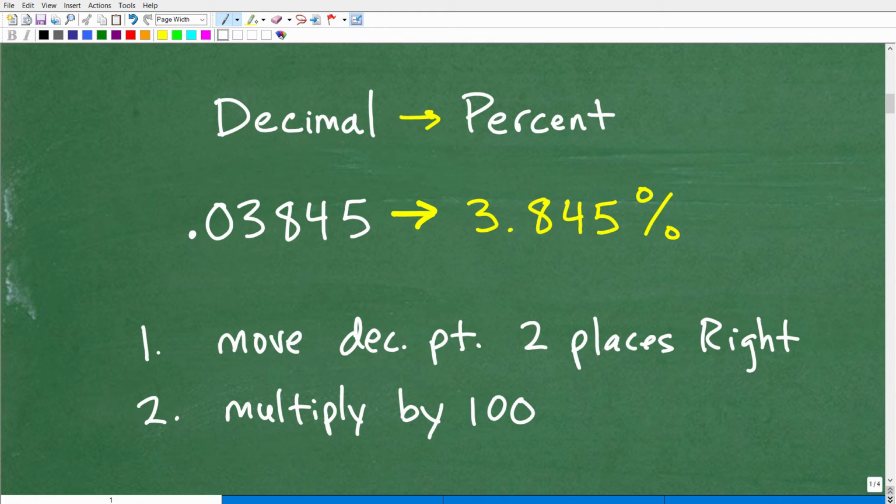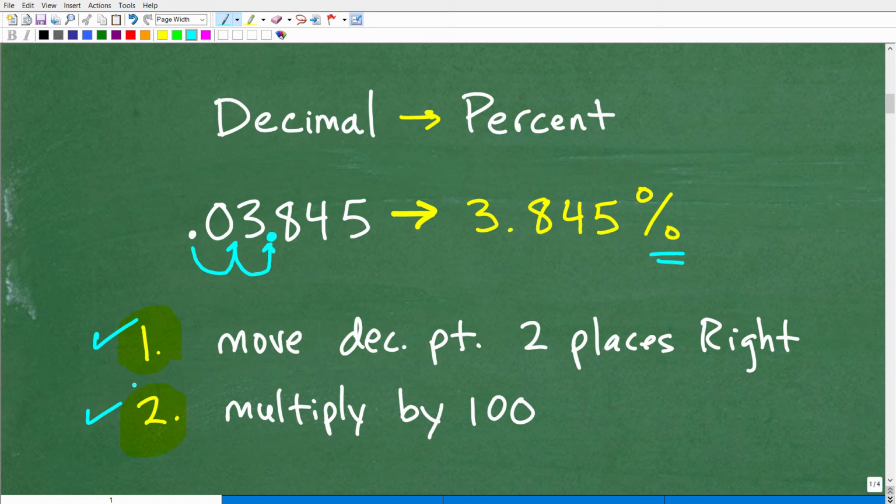3.845%. So there's two ways you can think of this, okay? And these are both equivalent mathematically, but the first way you can think about this is to move the decimal point 2 places to the right. So let's take a look at our decimal here, 0.03845. Where's the decimal point? It's right here. So if I move it 1 and then 2 places to the right, it lands right there. So you can see we have 3.845, and then we have to put in that percent symbol. So that's the first way you can think of this.